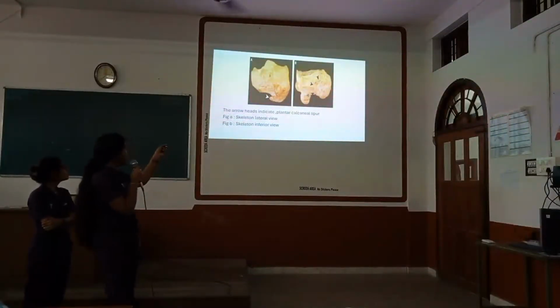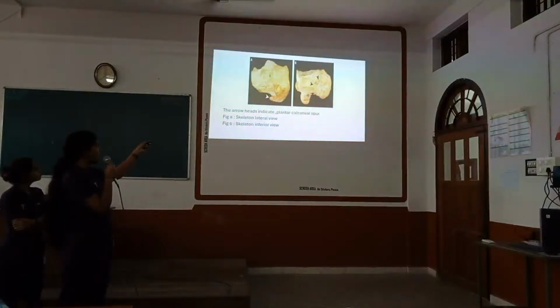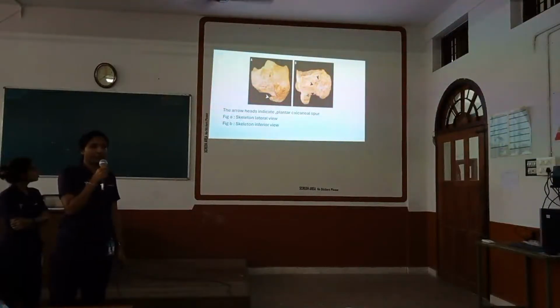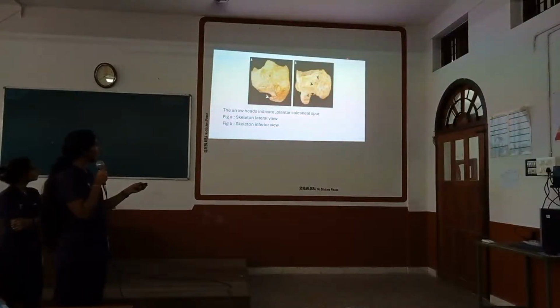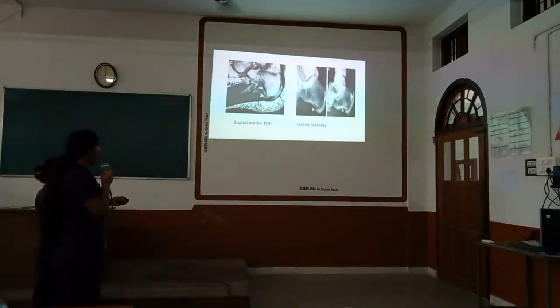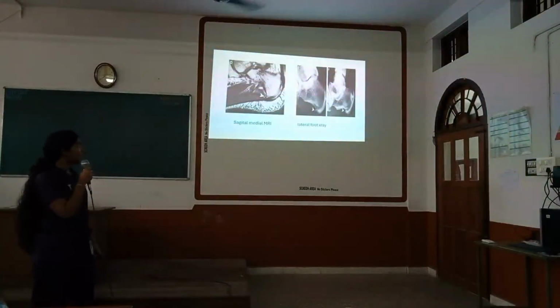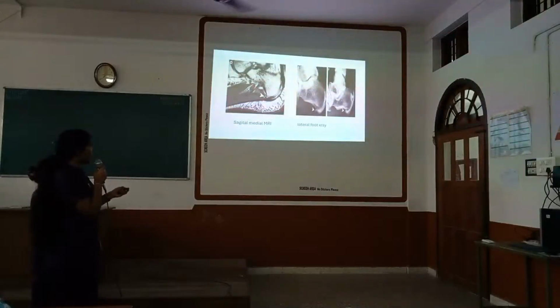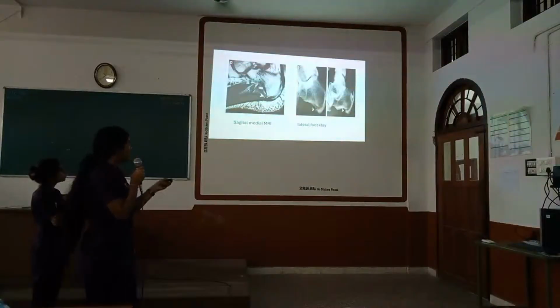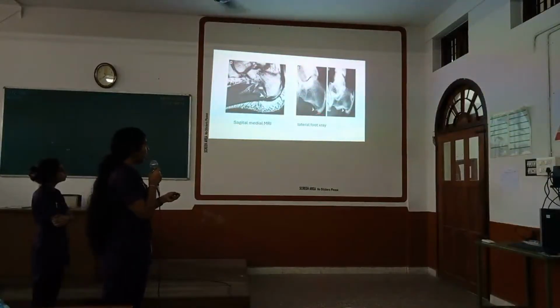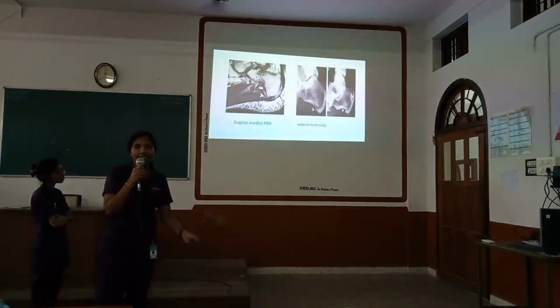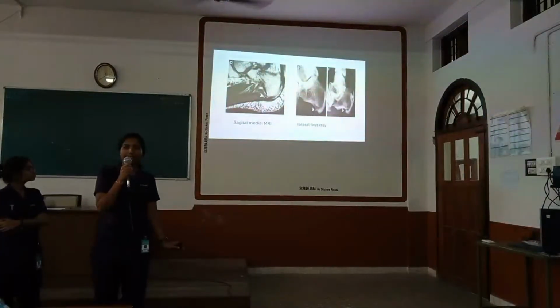This shows the arrowhead indicating plantar calcaneal spur in the skeleton. Figure A shows the skeleton's lateral view and figure B shows the skeleton's inferior view. This figure shows a sagittal medial MRI of calcaneal spur, and it is here. And this figure shows a lateral foot X-ray of calcaneal spur. These all are the investigation techniques. The main technique is X-ray.